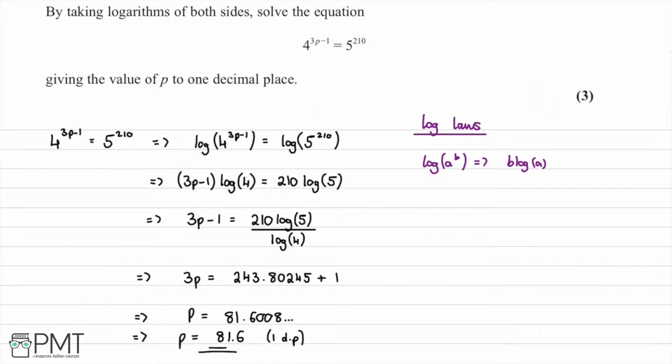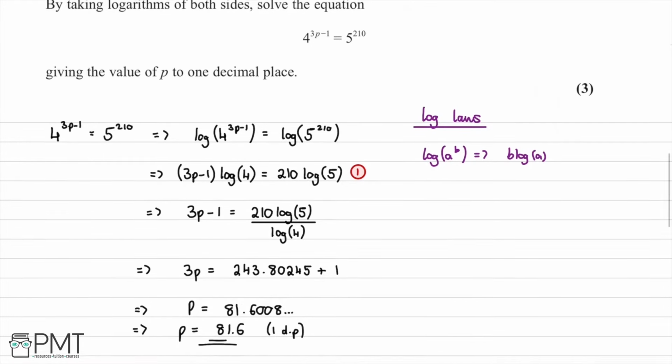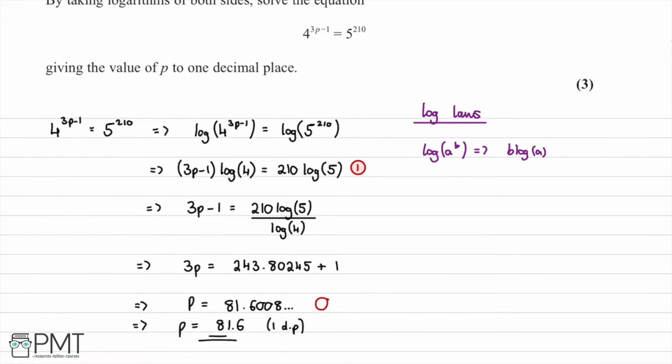So this question was worth 3 marks, and we receive our first mark for knowing to take logs of both sides and using the first power log law. So that's at this point here when we take our powers down to in front of the log. We then receive our second mark for having an equation in terms of p and knowing how to carry it out. So we'll give ourselves this mark at this stage here, and then we receive the third and final mark for concluding with the correct answer of p is equal to 81.6, and we remember to round to 1 decimal place.